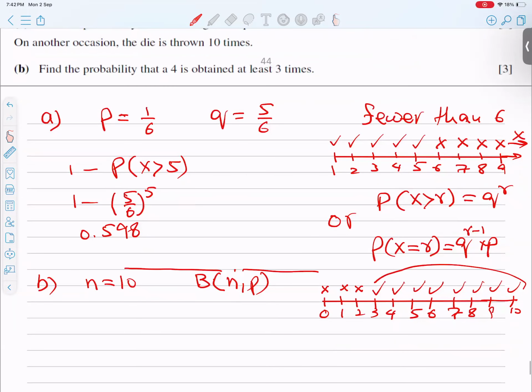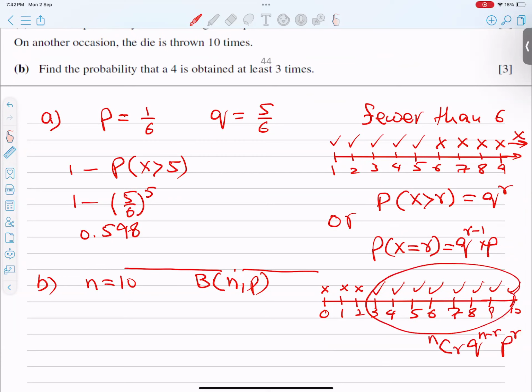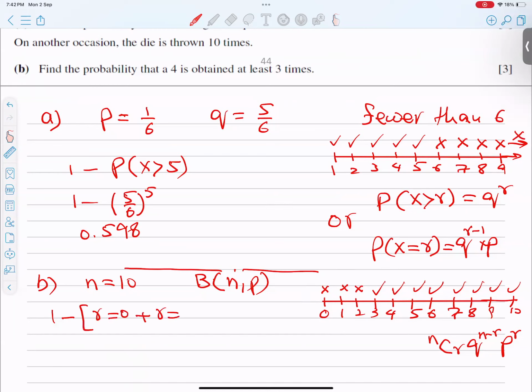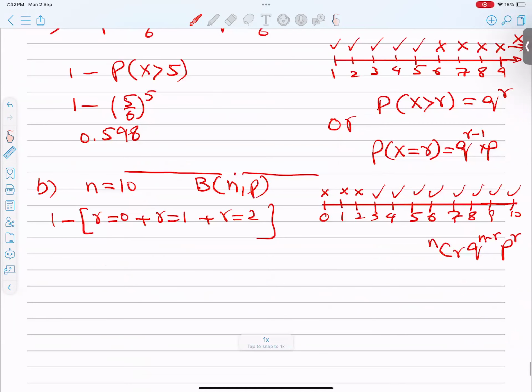So many formulas are very hard to use. And what is the binomial formula, students? nCr, q to the power n minus r, p to the power r. But this many formulas is very hard to use. So what will I do? Because the sum of all answers is 1, and I don't want 0, 1, 2, I will do it this way: 1 minus the r value 0 plus the r value 1 plus the r value 2. And I believe you got the point. And I'm going to use it now.